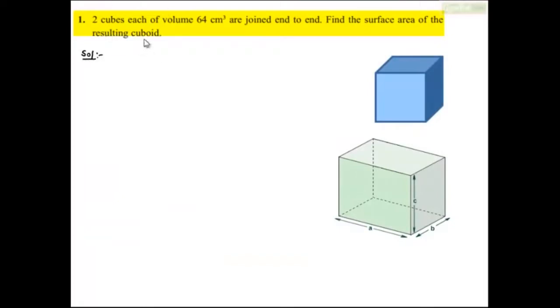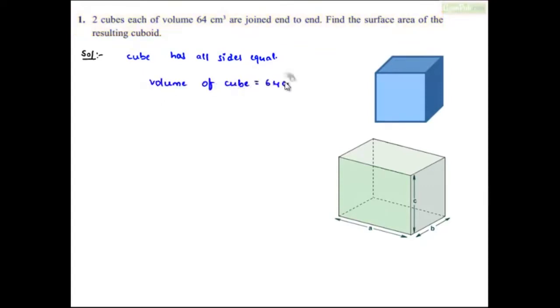He has given that two cubes each of volume 64 cm cube are joined end to end. So here we know that a cube has all sides equal, and he has given the volume of one of the cubes as 64 cm cube. If two such cubes are combined to form a cuboid, then if we observe in the figure, there will be only a change in the length of the cuboid.